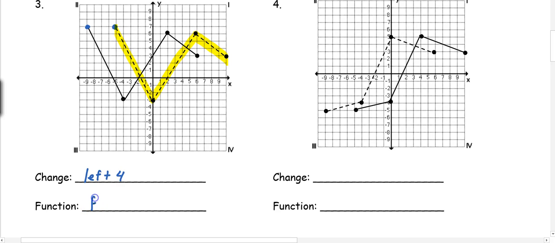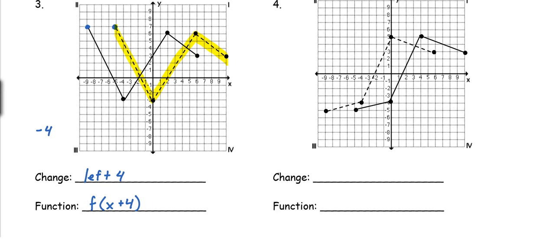So in my function rule, I have f, parentheses, x. This time I want to include my number. Because it's left 4, think about that as moving a -4 along the x-axis. So we have to flip our sign, so this becomes x plus 4. Remember that left and right are going to have the opposite signs.